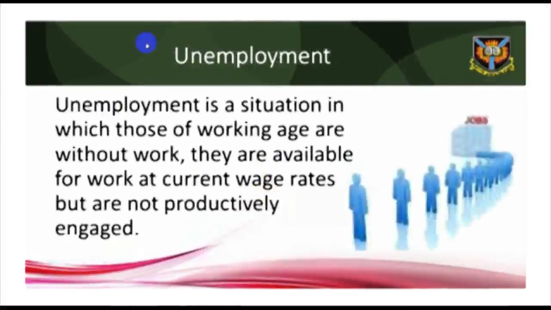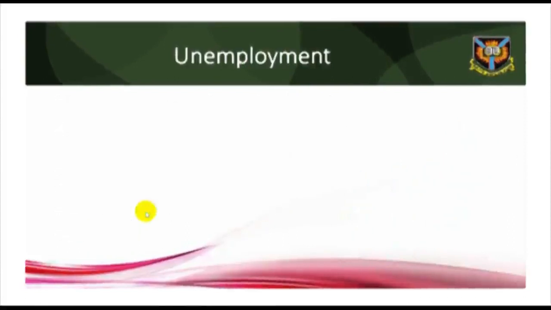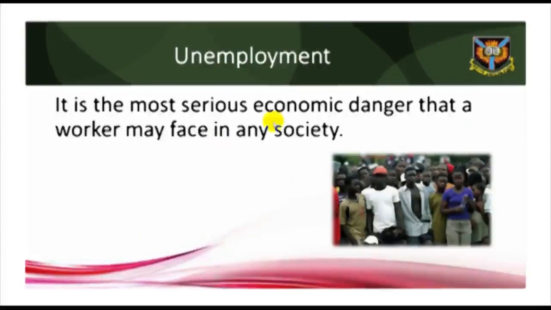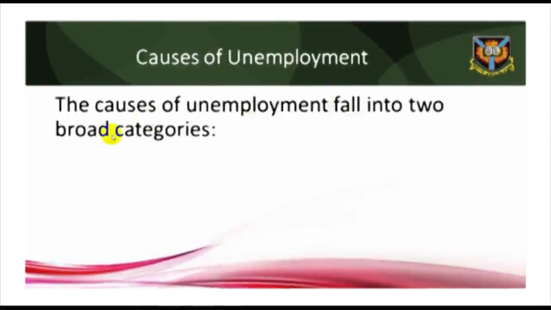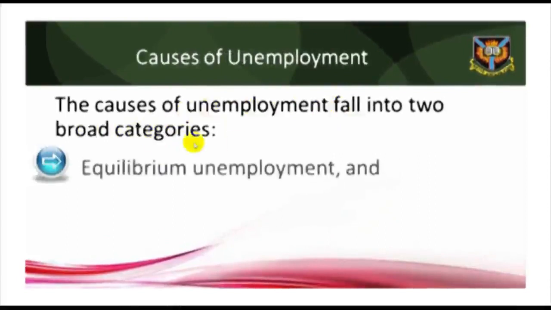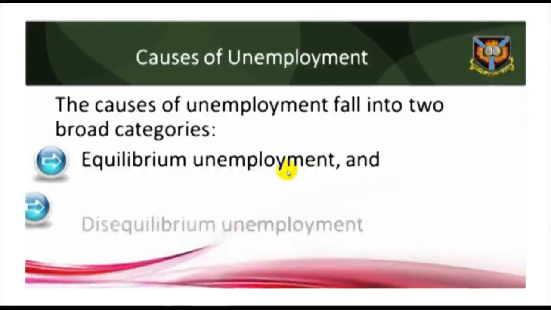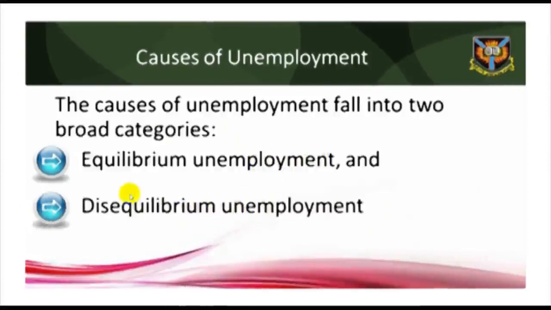Unemployment. Unemployment is a situation in which those of working age are without work. They are available for work at current wage rates but are not productively engaged. It is the most serious economic danger that a worker may face in any society. Causes of unemployment. The causes of unemployment fall into two broad categories: equilibrium unemployment and disequilibrium unemployment.